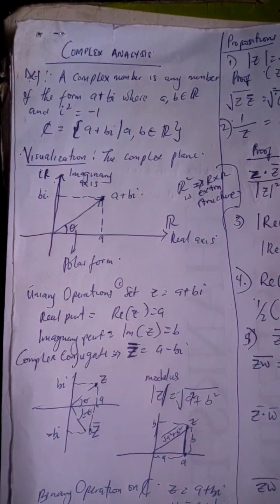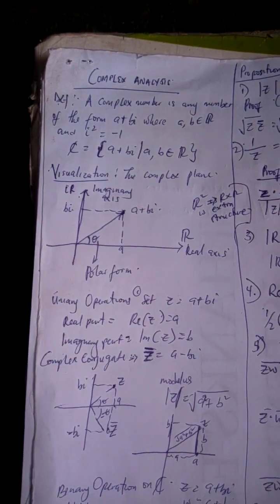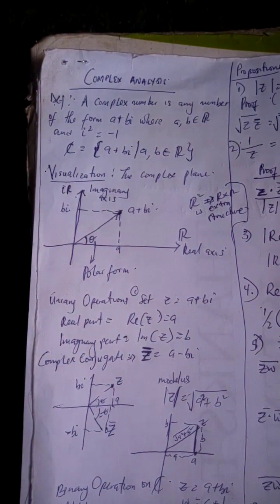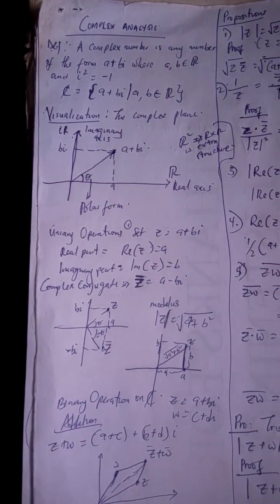Now moving to the next one, you have unary operations. That's just normal operations, just an introductory part under complex analysis.